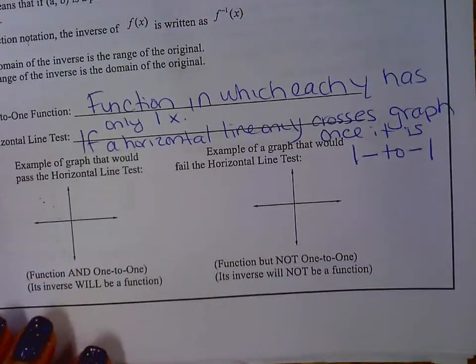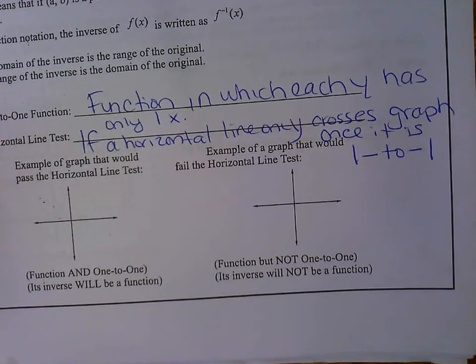Sorry. So if a horizontal line only crosses your graph once, it's one-to-one. So if I pass the vertical line test, but I fail the horizontal line test, I am a function, but I am not one-to-one. Does that kind of make sense? You can't get here unless you've already passed the first test. This has to be a function to even get to the horizontal line test.